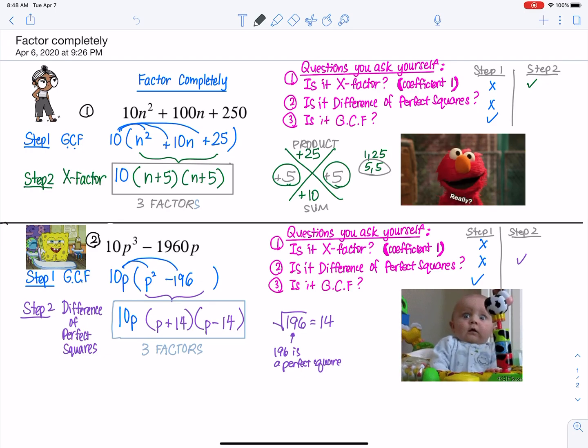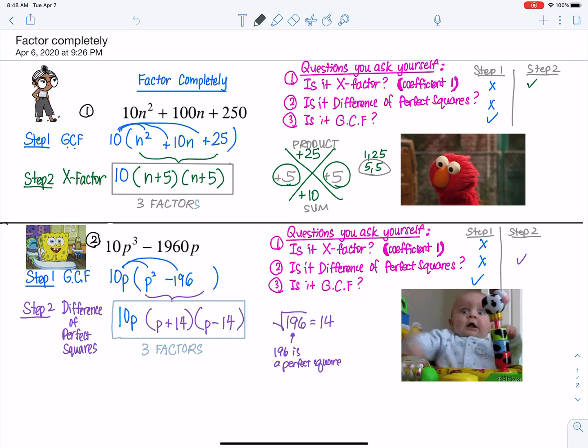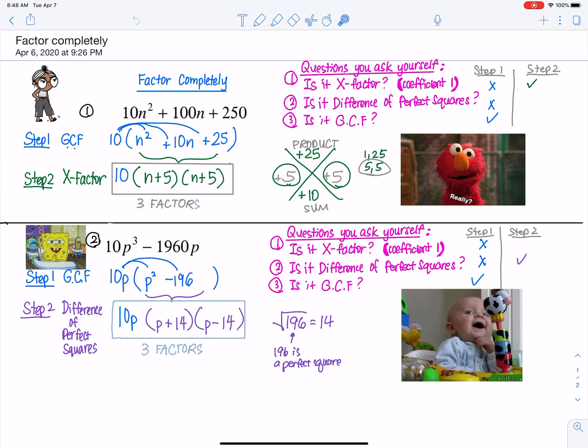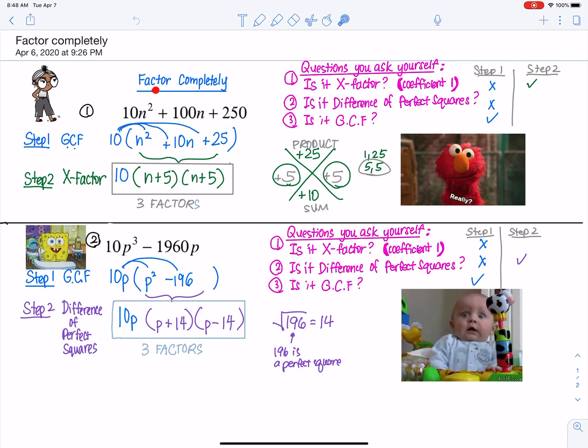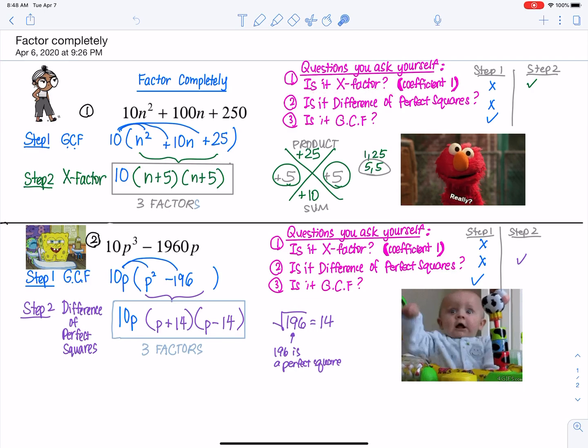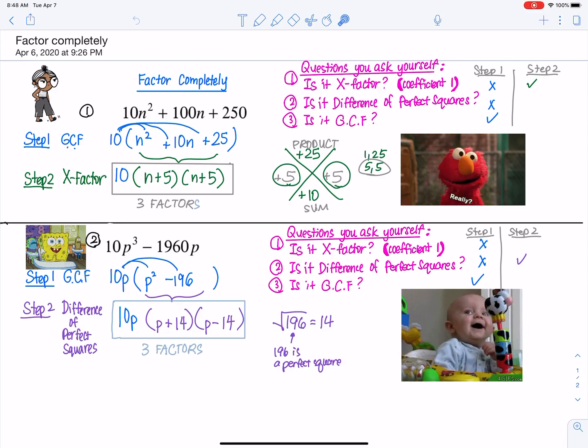Right now we're going to look at two examples and how to factor completely. So the first question here, we have to factor this completely. Now the first thing, anytime you need to factor, you should be asking yourself these questions. First, is it X factor? So if you remember from all the videos before, in order to do X factor, we need to have a coefficient of 1. But over here, we do not have a coefficient of 1, so it is not X factor.